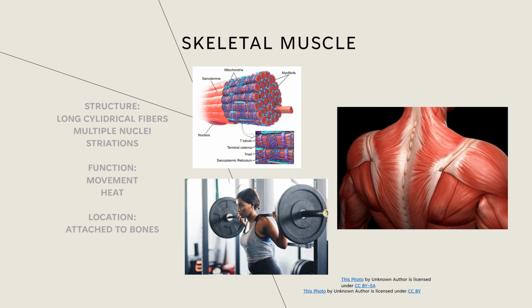Let's take a deeper look at each of these muscle types and how they aid us in daily life. Again, we mostly don't realize it's even happening. So skeletal muscles are long and cylindrical. They have multiple nuclei and are really identifiable by the striations that they have kind of across them.